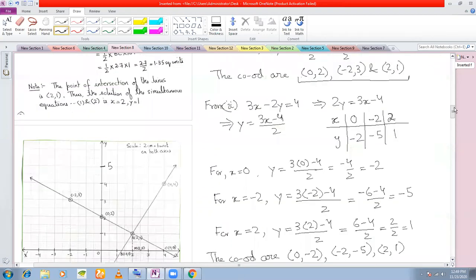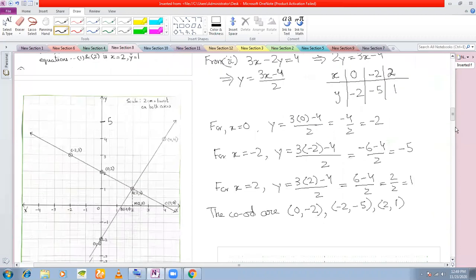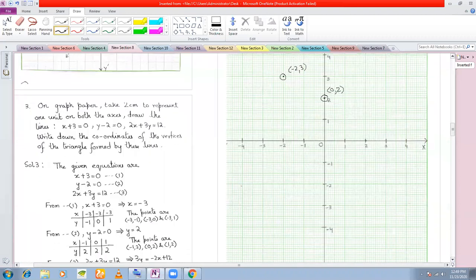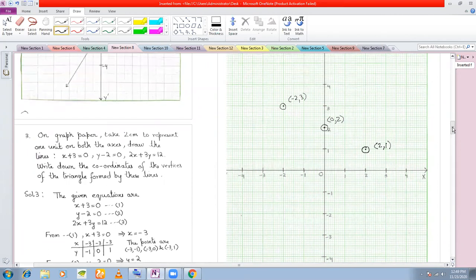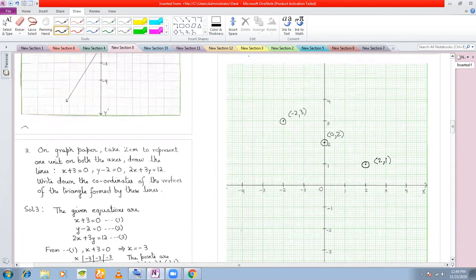The next point is 2, 1. Let's call this 2 and you have a 1 here. So this is 2, 1. So you've got 3 points. Now we can join these points. So with the help of a scale, we join the 3 points, and that gives us a straight line.